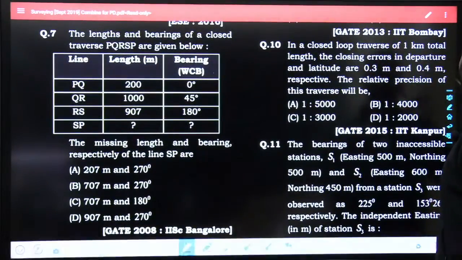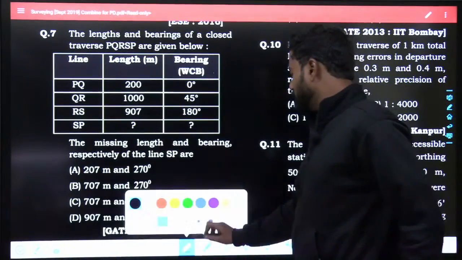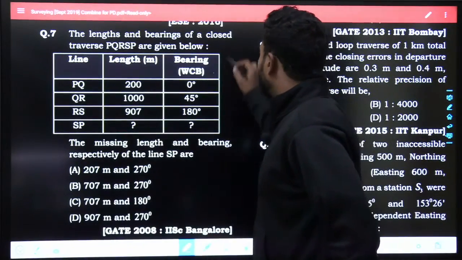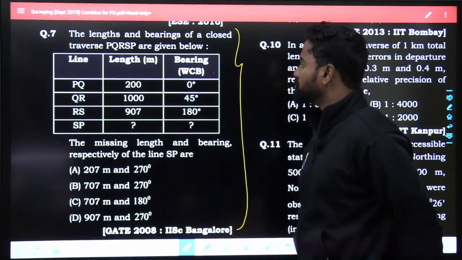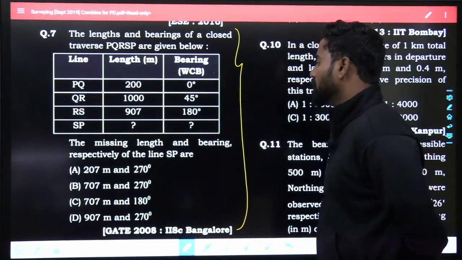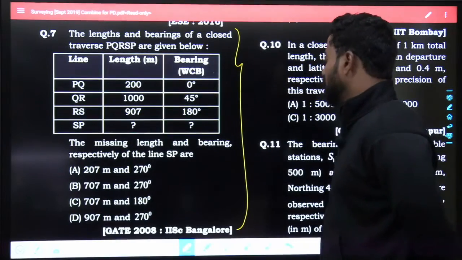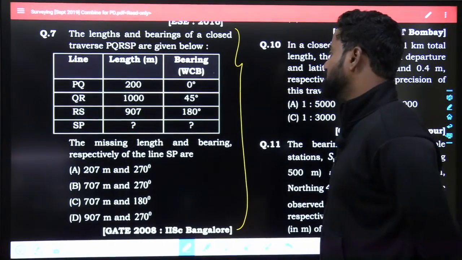We will solve one more question in this fashion only. The lengths and bearings of a closed traverse are given below. The missing length and bearing respectively of line SP are.